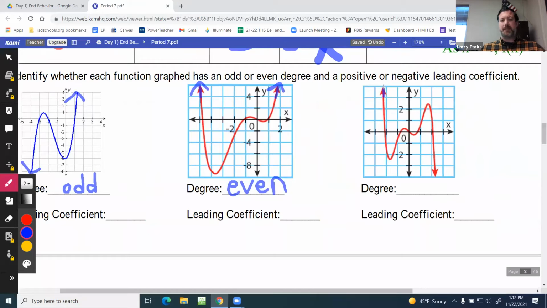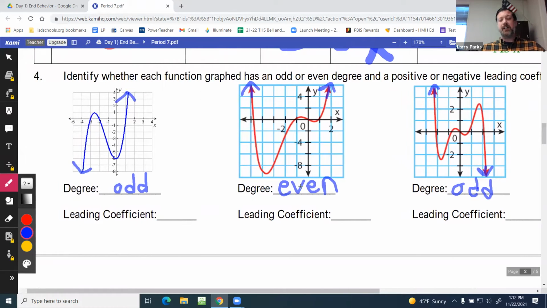Here, it's doing opposites, up and down. So the degree has to be odd. Okay. Now, how do you know if the leading coefficient is negative or positive? You just look to see what's on the right. So if the right side goes up, that means positive.